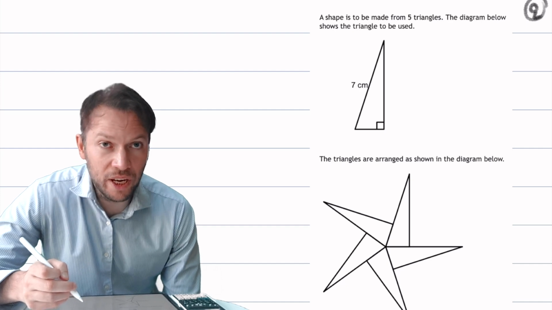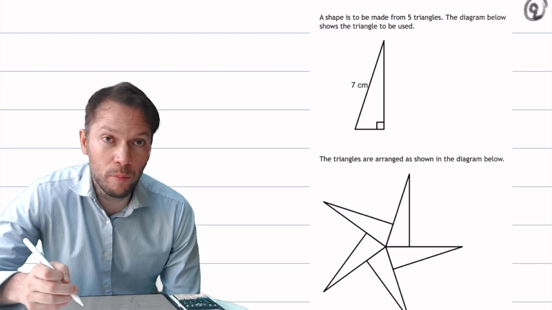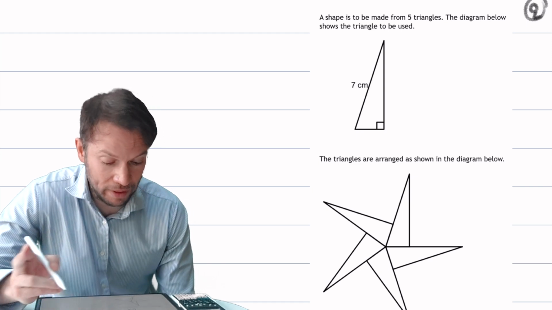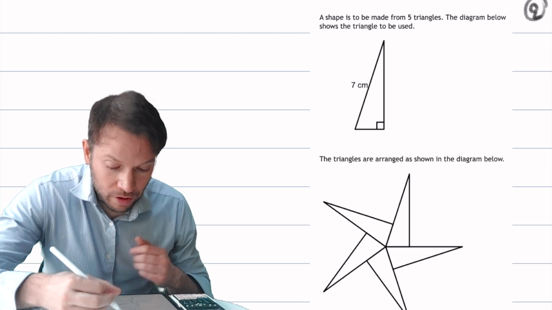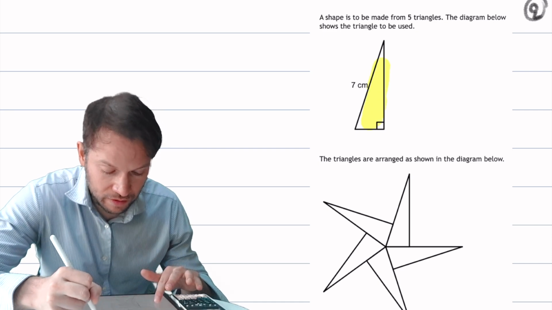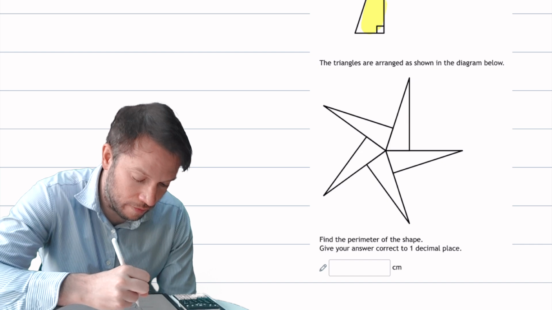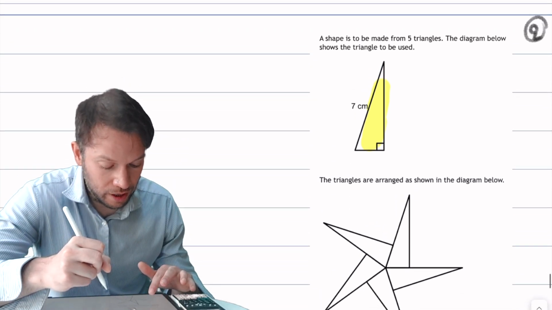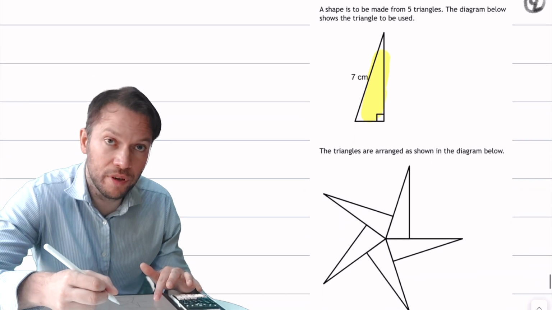Hi, in this video we're going to find the perimeter of a more complex shape that involves right angled triangles, copied. Now, we've got this right angled triangle here, and this figure down here consists of 5 equal, congruent copies of that particular triangle, and we want to find the perimeter.